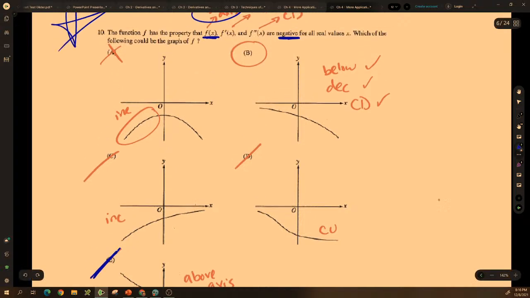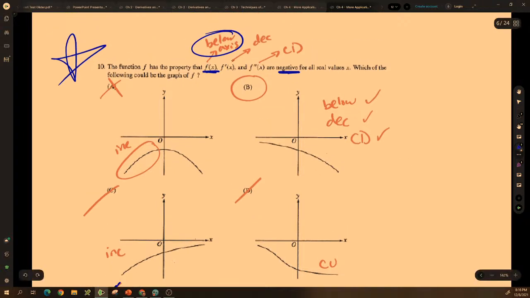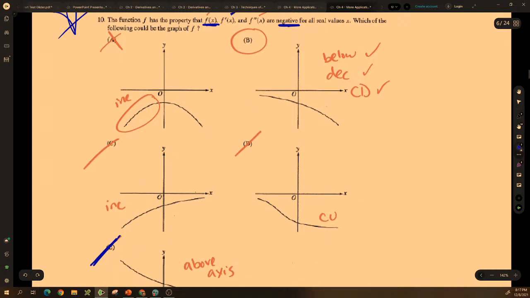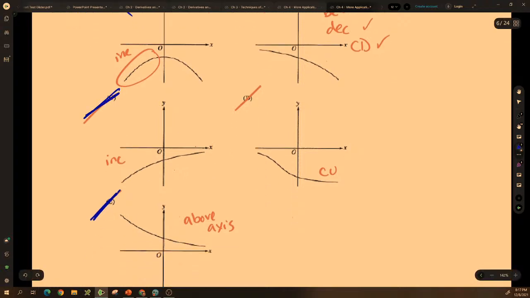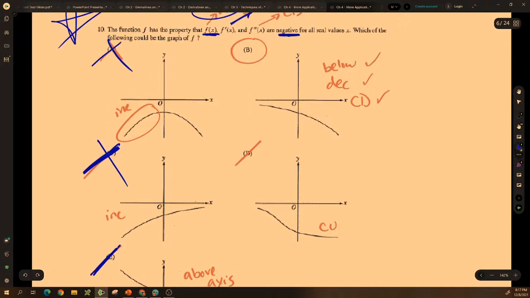But really good question. Then f prime of x being negative. So f prime of x being negative means that f needed to be decreasing. So I'm just going to look at these. A, I have an increasing part. C, I have an increasing part. So now I'm between B and D.